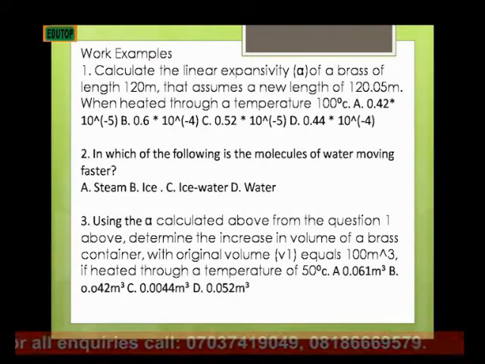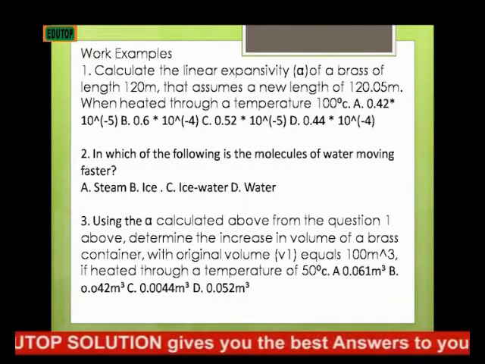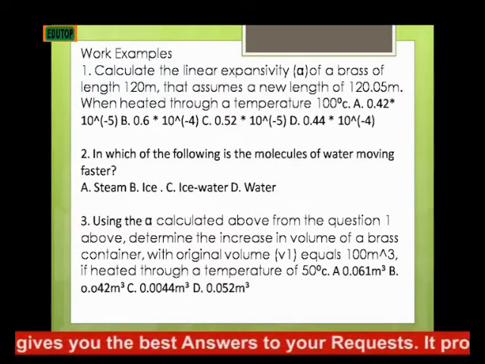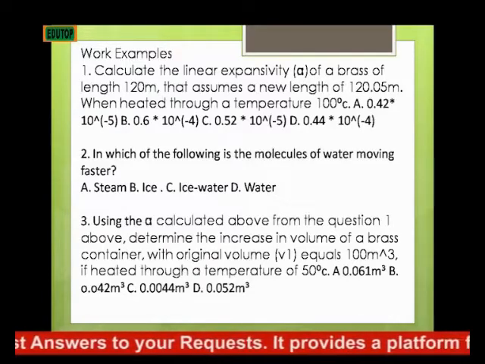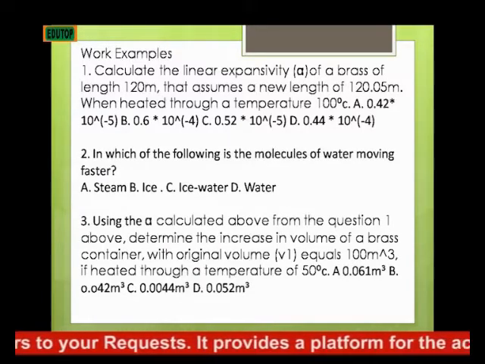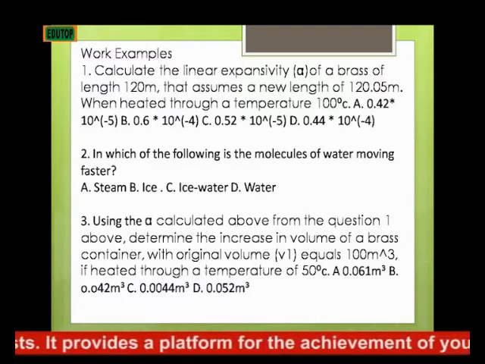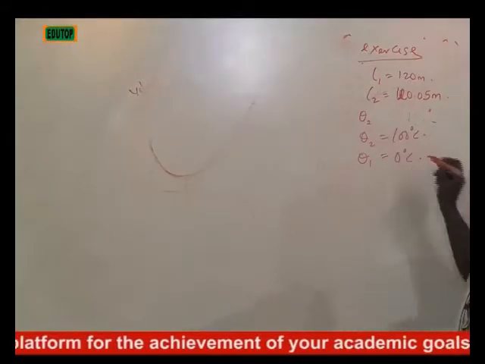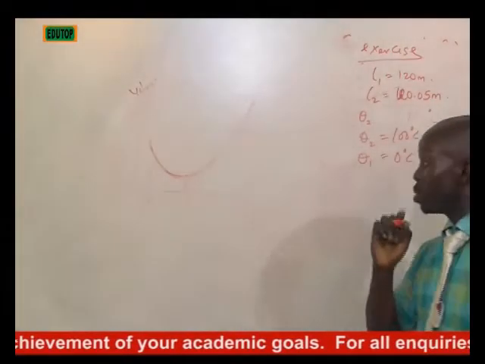120.05 meter. That's the L2, when heated all through. So it means that your initial length L1 and final length L2, heated to 100 degrees Celsius. Your initial length is, let's say, at 0 degrees Celsius. Heated all through.